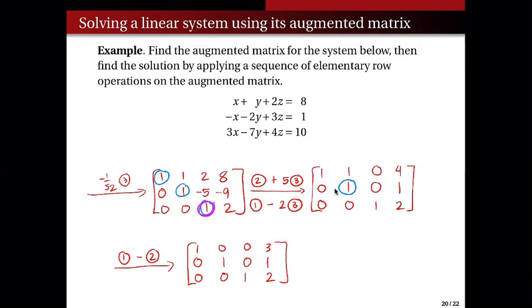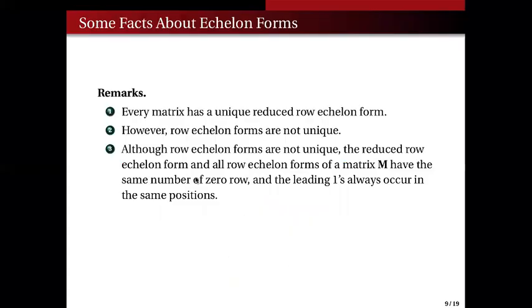These two guys are both row echelon forms. They came from the same matrix. You have two row echelon forms, and this guy is the reduced row echelon form. There are no other reduced row echelon forms for the augmented matrix of this linear system. So that's what is meant by this statement: the leading ones always occur in the same positions.